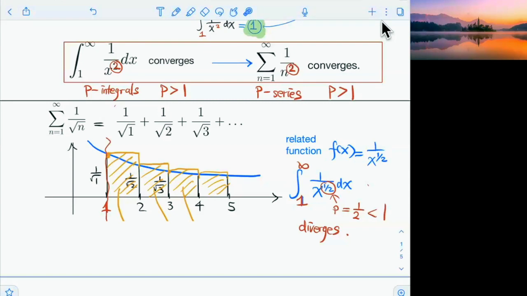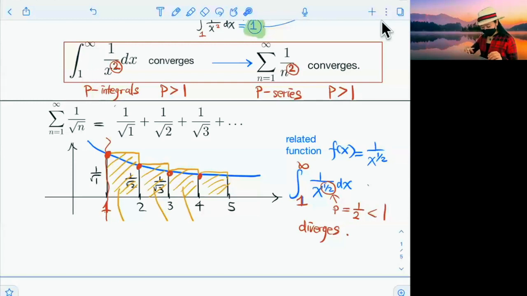So here's 1 and then to infinity. That corresponds to the area under the blue curve from 1 to infinity. Now we're going to, again, find the corresponding function values at 1, 2, 3, and 4, etc. So 1 here, 2 here, 3, and 4, those are the function values. The y coordinate at this point is 1 over square root 1. The y coordinate here is 1 over square root 2, etc.